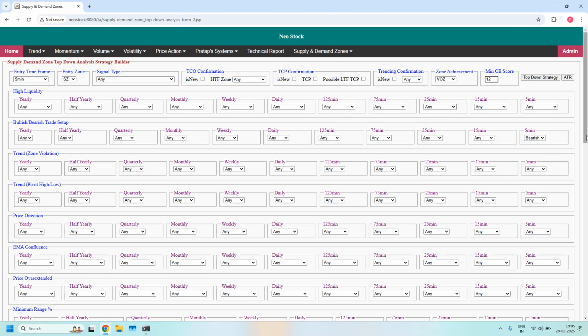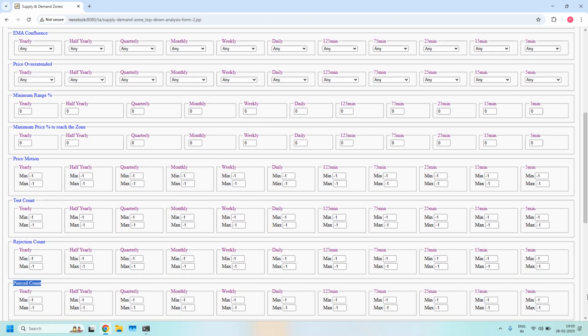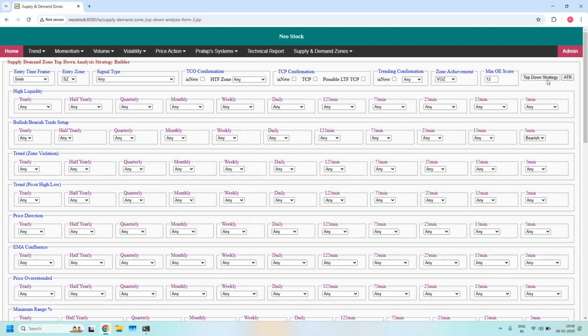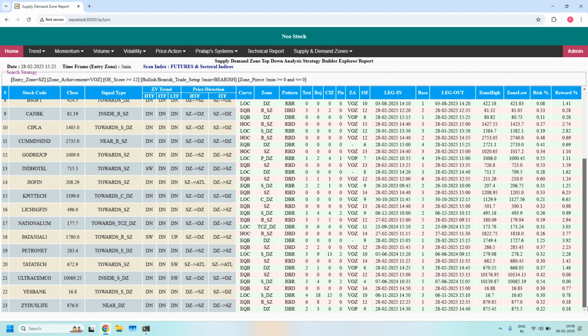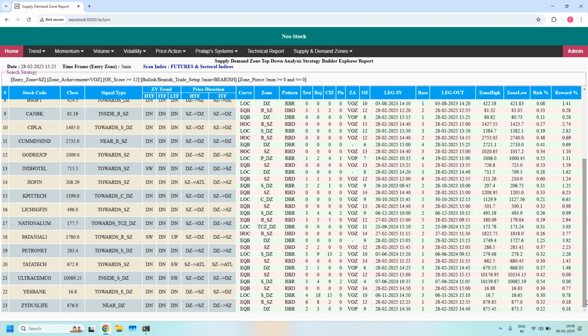And the 5 minutes supply zone should not be pierced. So in the pierced count parameter, at 5 minutes, minimum value 0, maximum value 0. With all the 3 filters, we got 23 stocks. So first 15 stocks in the list. Scrolling the list down. So total 23 stocks, and all these 23 stocks are supporting bearish trade setup for hourly income trade.